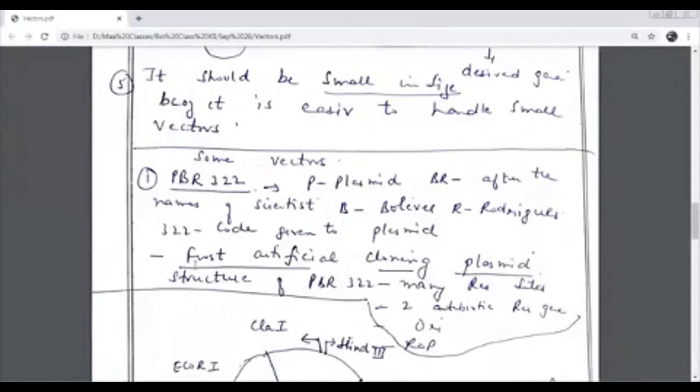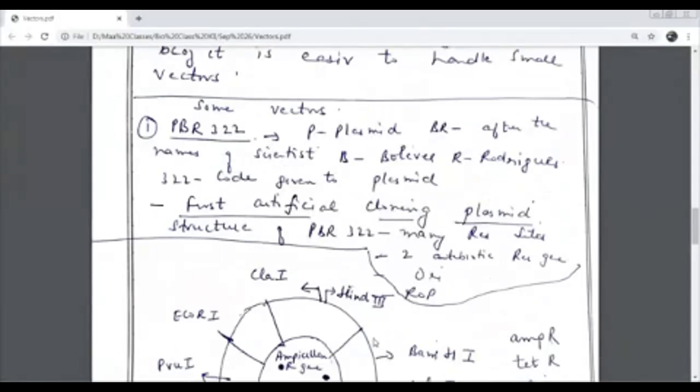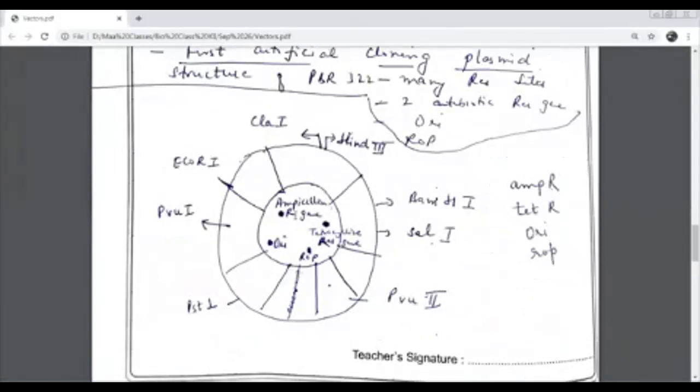This is a very special vector because this is the first artificial cloning plasmid. It has how many restriction sites? 8 restriction sites, and it has 2 antibiotic resistant genes. This is one ampicillin resistant gene, and this is the tetracycline gene. It has ORI, it has ROP also. So all the 4 things are present, and it is also small in size. If you see, all the 5 characters are there. However, there is more, that I'll tell you why. 5 things are already there: these 8 restriction sites, 2 antibiotic resistant genes.